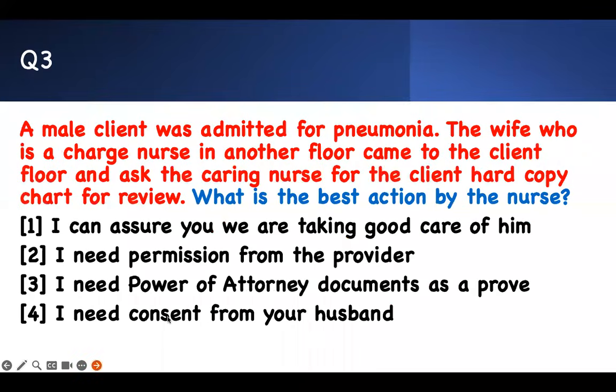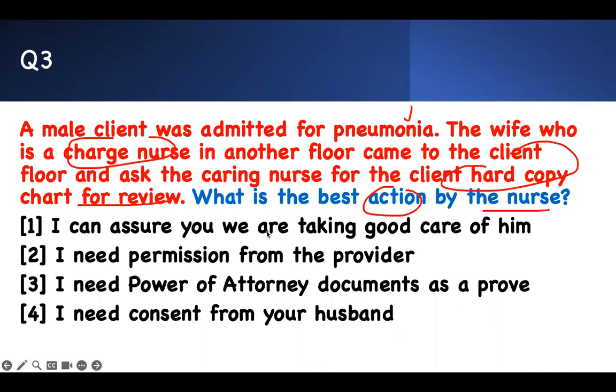Number 2 done. Third question: what's the best action by the nurse? A male client was admitted for pneumonia, buzzword. The wife, who is a charge nurse on another floor, came to the client's floor and asked the caring nurse for the client's hard copy chart for review. The question is asking you: another nurse, a charge nurse, who is the wife of the client, came from another floor and said, hey, I need the hard copy of my husband's chart so that I can review it. What do you think?